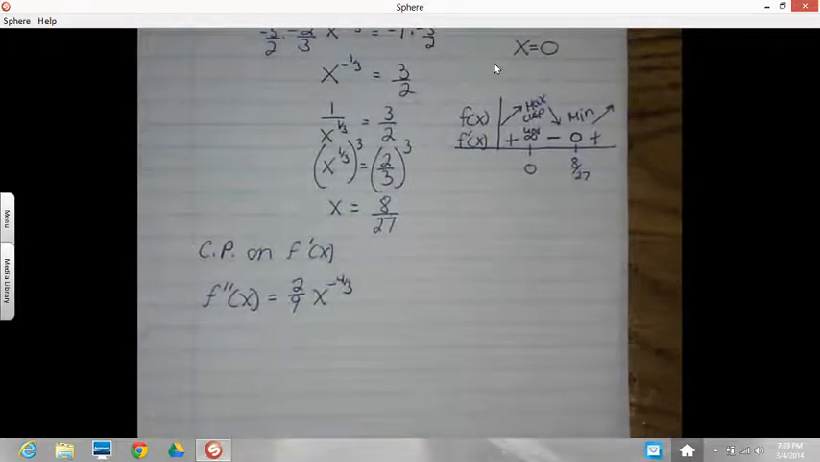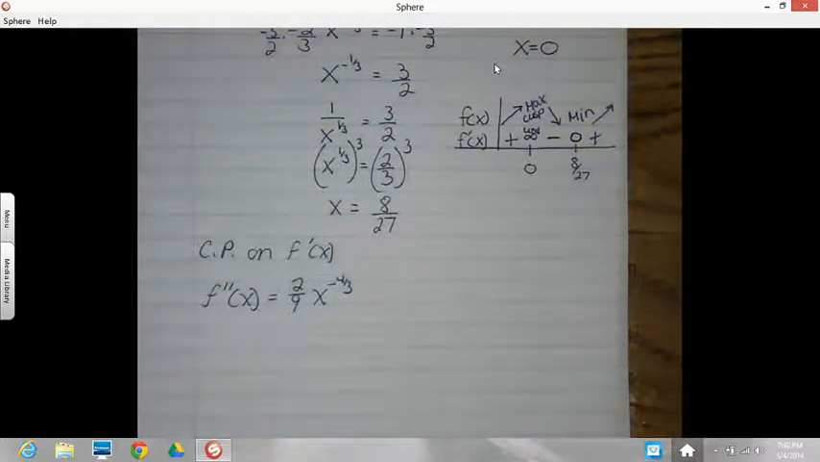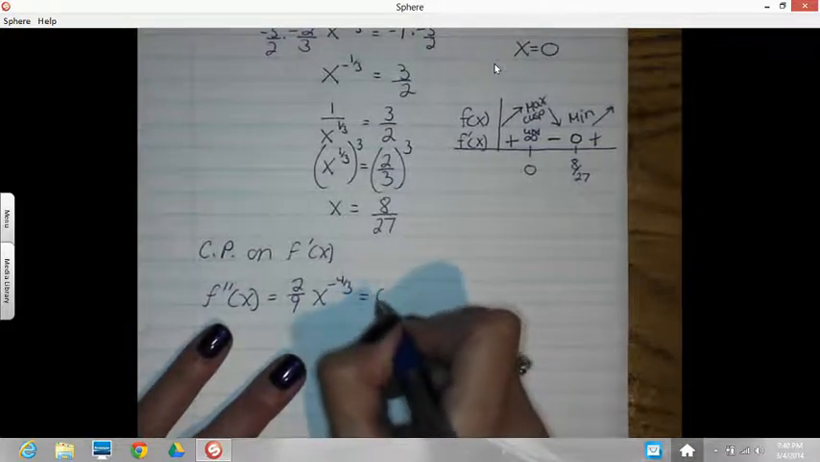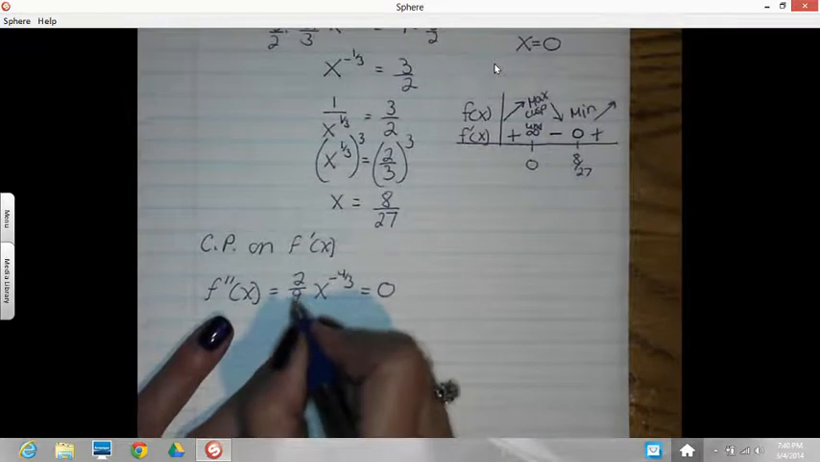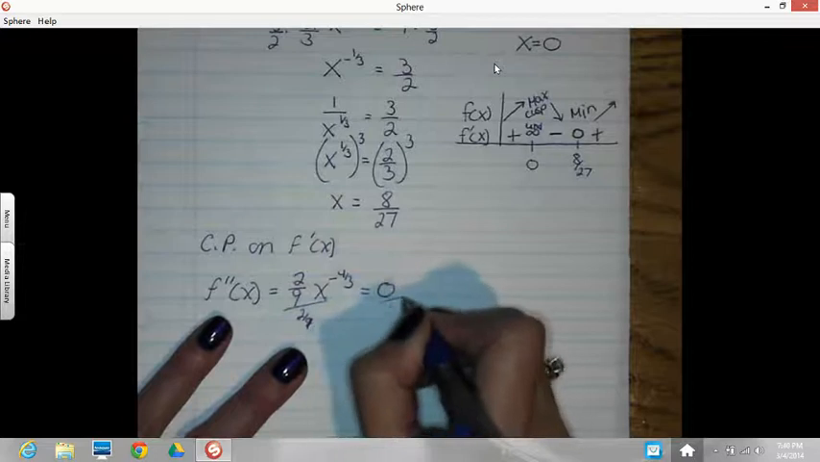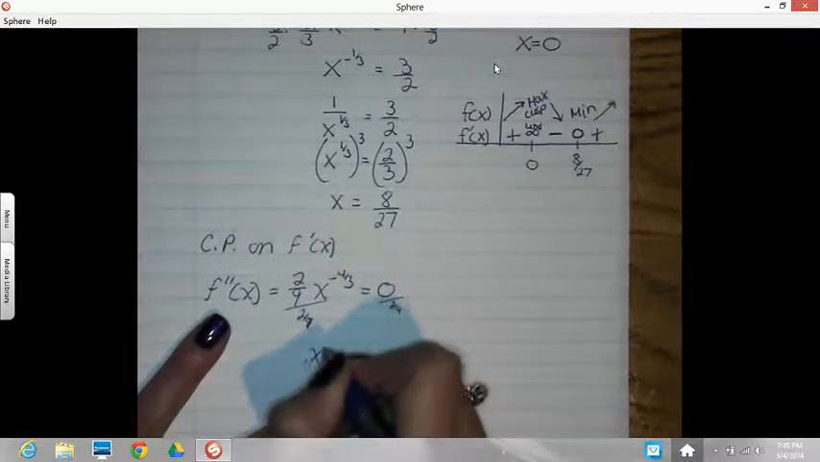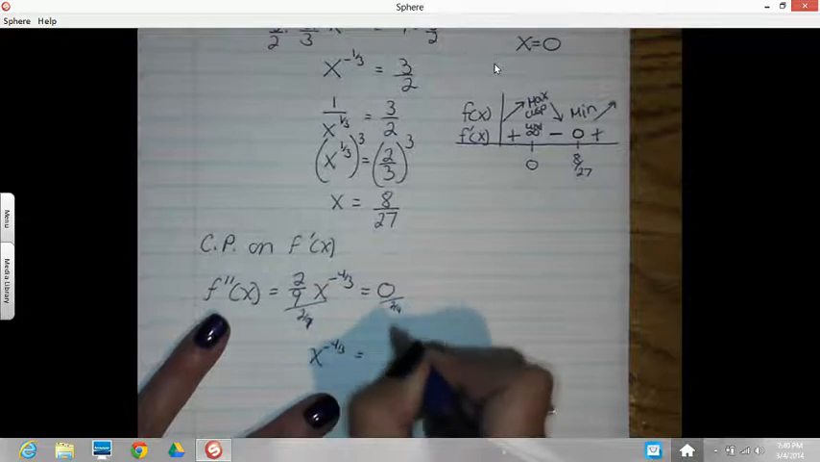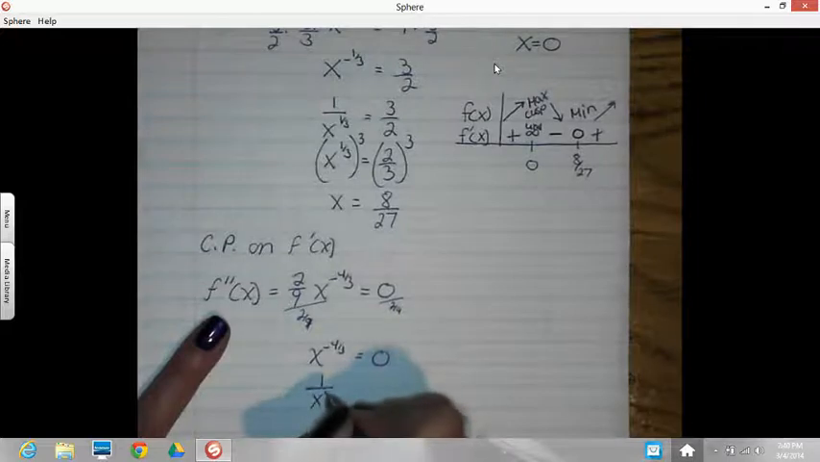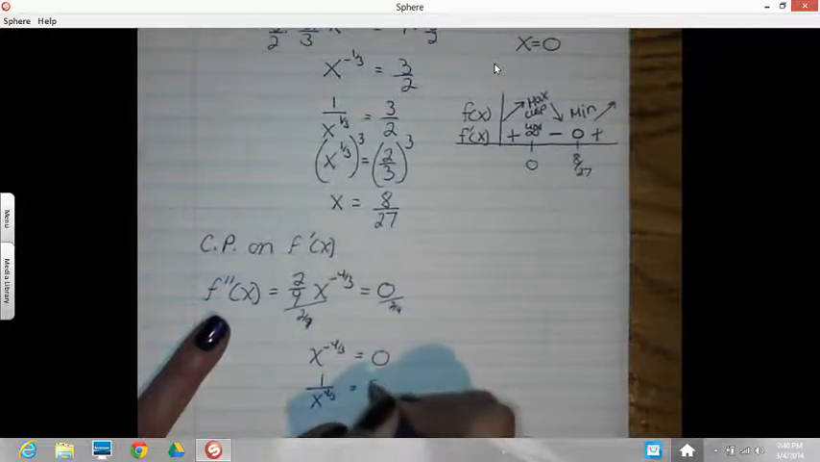Okay, so I've got to set it equal to 0 and see if it's undefined. Where was I? Oh yeah, here we go. So, I want to know when this equals 0. So first thing I'm going to do is divide by the 2/9. Divide by the 2/9. So that gives me x to the negative 4/3 equals 0. So that makes this 1 over x to the 4/3 equals 0.